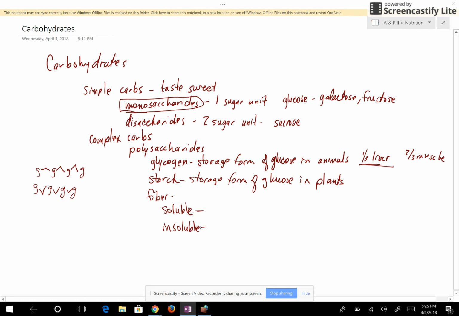Fiber, soluble fiber and insoluble fiber. The human body doesn't have enzymes. There are no enzymes to break down fiber. There are no enzymes to hydrolyze fiber, which means to break apart with water. So fiber is not digested in the human digestive tract.